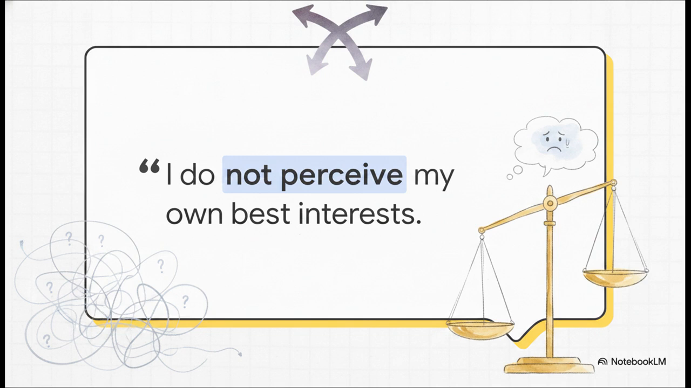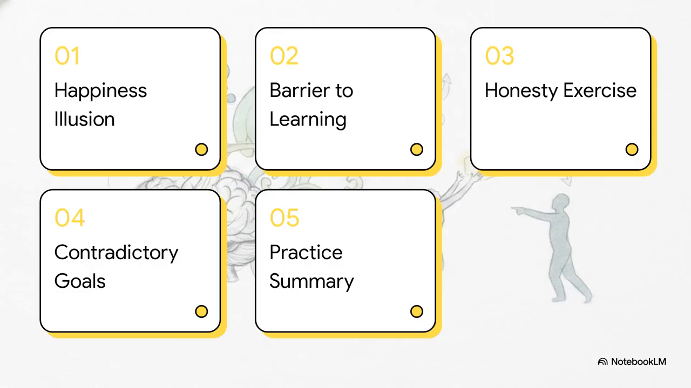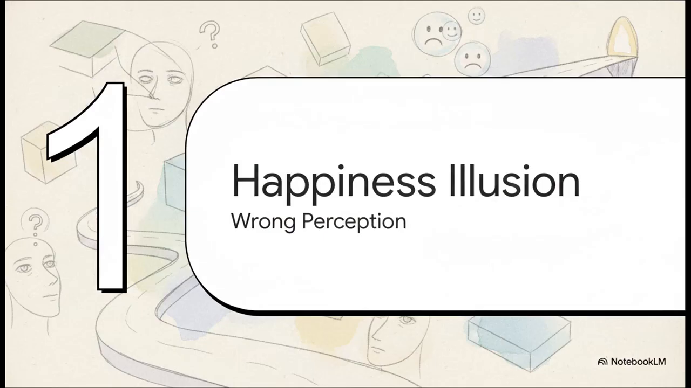Okay, let's dive into this because I know it sounds a little jarring at first, right? We spend our entire lives hustling, trying to hit our goals, and basically assuming we know exactly what's good for us. But this text completely flips that assumption on its head. To break down exactly how this works, here's our quick roadmap for today. 1. The happiness illusion. 2. The barrier to learning. 3. The radical honesty exercise. 4. Uncovering contradictory goals. And 5. Your daily practice summary. Starting off with part 1, the happiness illusion.